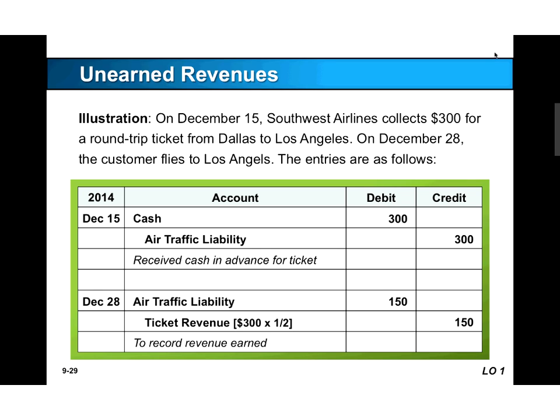So we're going to debit air traffic liability for the $150 and credit ticket revenue for the $150. And where do we get the $150? That was the $300 divided by 2. It's a round trip ticket.